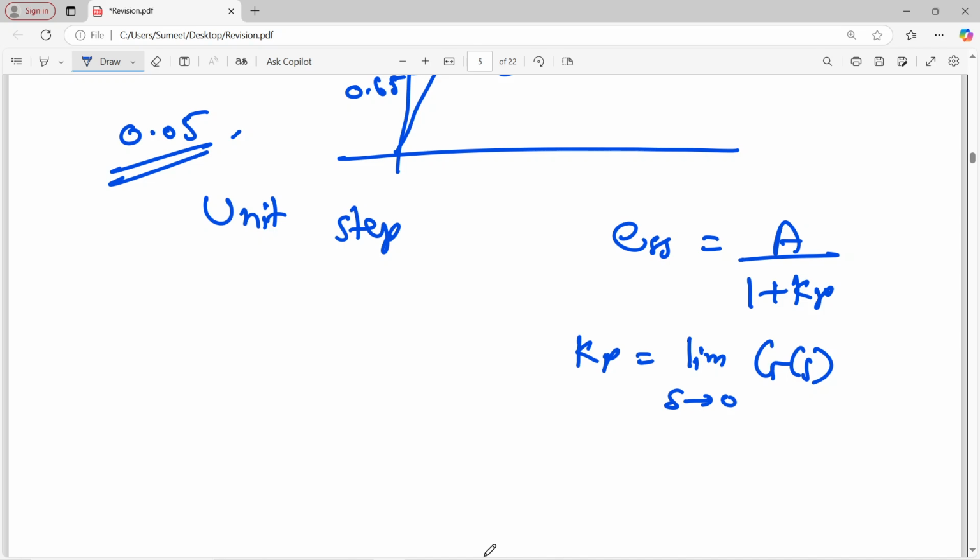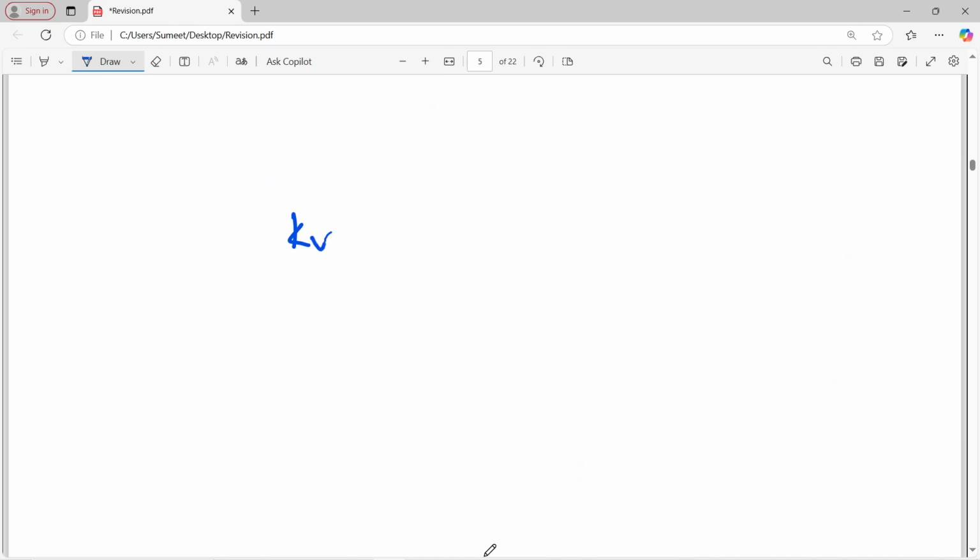Now one more: if your input is a ramp input, then in that case the steady state error will be A upon Kv. Kv is the velocity error constant. To calculate Kv, we have Kv equal to limit s tends to 0 s into G(s).